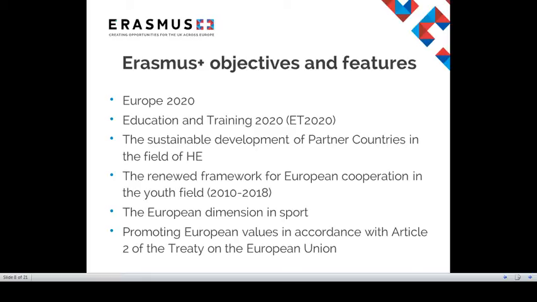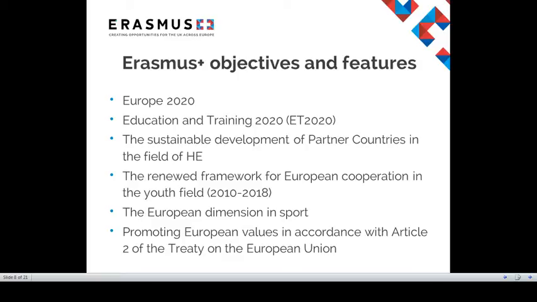Secondly, the strategic framework for European cooperation in education and training, shortened as ET 2020. The sustainable development of partner countries in the field of higher education. The renewed framework for European cooperation in the youth field. The objective of developing the European dimension in sport. And the promotion of European values in accordance with Article 2 of the Treaty on the European Union. And these include human dignity, freedom, democracy and equality.